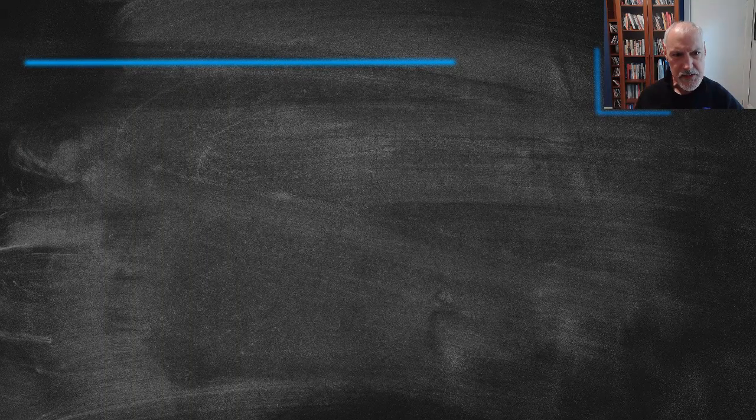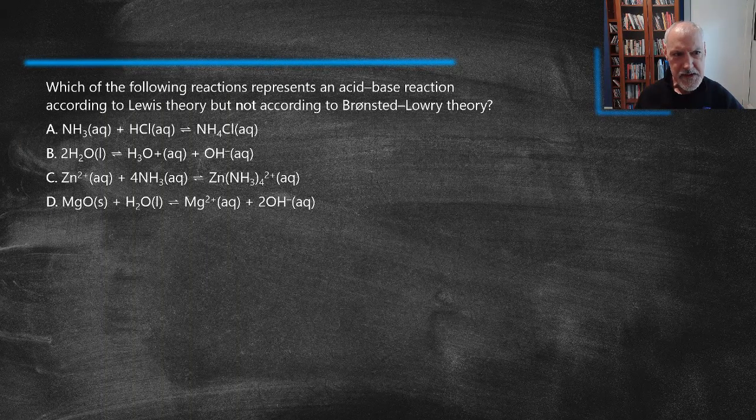Let's look at a couple questions on this concept. First of all, which of the following reactions represents an acid-base reaction from Lewis's concepts, but not according to Bronsted-Lowry? Remember, Bronsted-Lowry are looking at proton movement. And if you examine the 4 options that are available, there's only one equation that doesn't have a movement of the proton. It remains, and that would be in C.